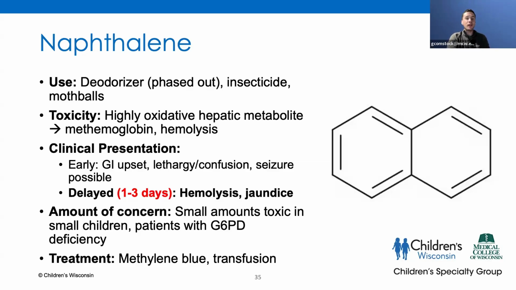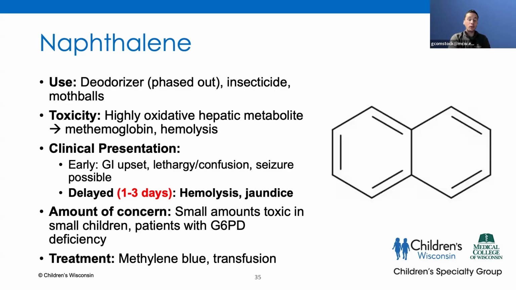Early, you can see these kind of vague, non-specific symptoms: GI upset, lethargy. It's reported to see seizures, but I would not call that by any means common. The challenge is that you have the possibility, and I have it listed in bold and red, 1 to 3 days out, the possibility for delayed hemolysis, and that jaundice would be an indirect hyperbilirubinemia from the breakdown of your hemoglobin. So not something that's overtly hepatotoxic. That's a manifestation of your red blood cell breakdown.